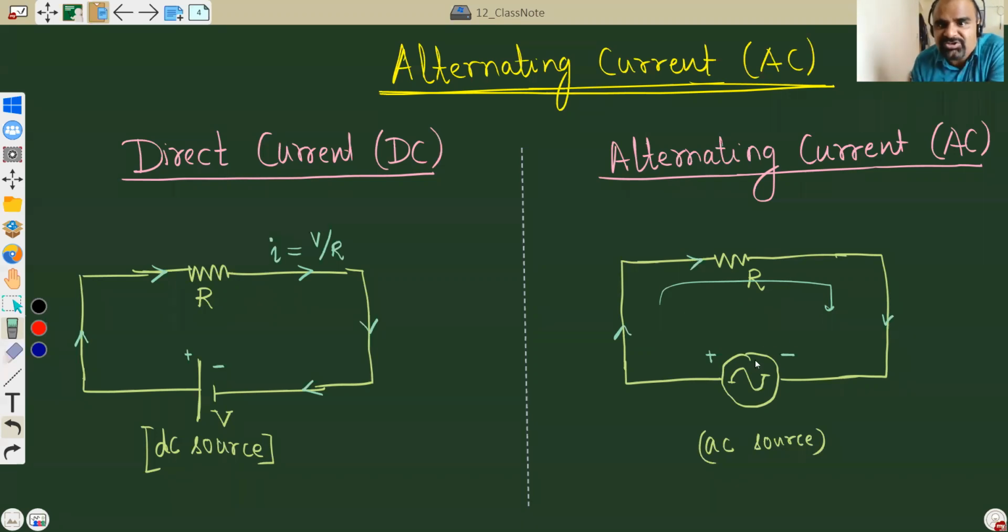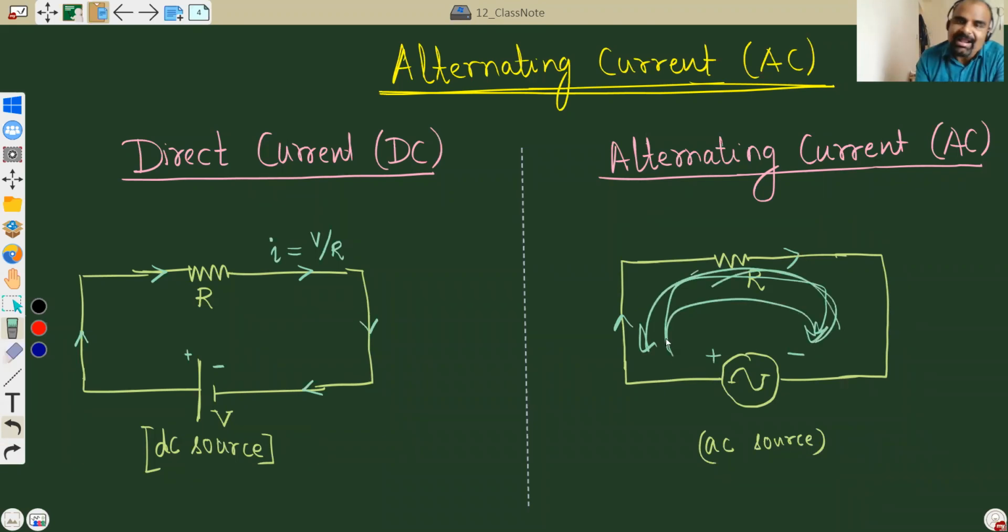But the very next moment, this will become the positive terminal and this will become the negative terminal, and then the current will flow that way. Again, the very next moment, this will become positive and this negative, so current will flow this way. So current direction will keep on alternating between clockwise, anti-clockwise, clockwise, anti-clockwise.